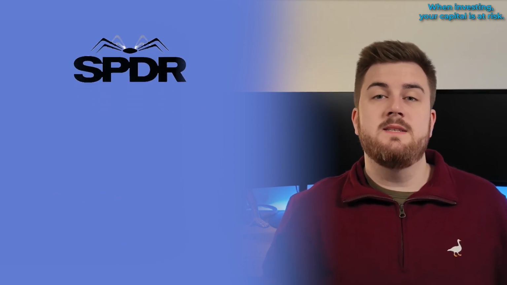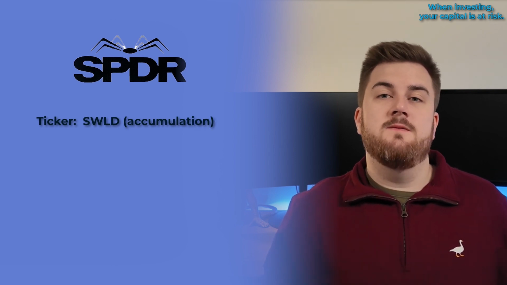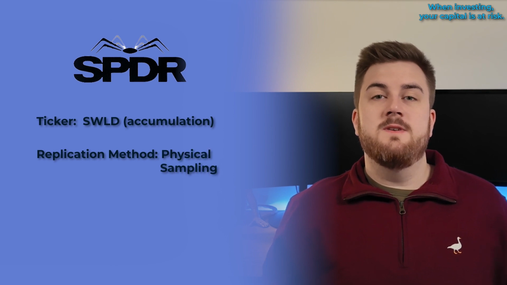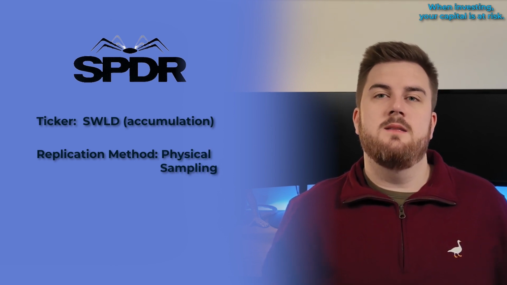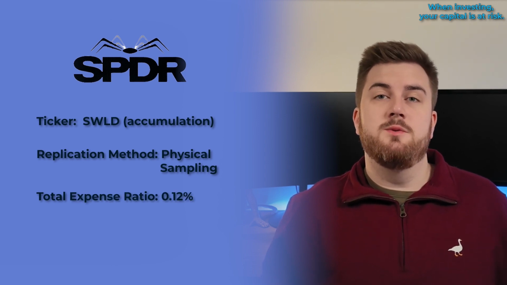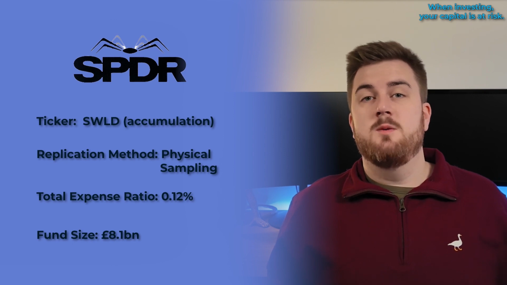Another MSCI World, and one of the most popular at the moment, is the SPDR or State Street MSCI World ETF with the ticker SWLD. And this is an accumulation ETF. I don't believe there's a distributing version available. This is another one that apparently uses physical replication, but in practice holds a very similar number of stocks to the underlying index benchmark. The total expense ratio for this one is cheaper at 0.12%. Finally, the fund size is just over £8.1 billion, so a pretty big fund.